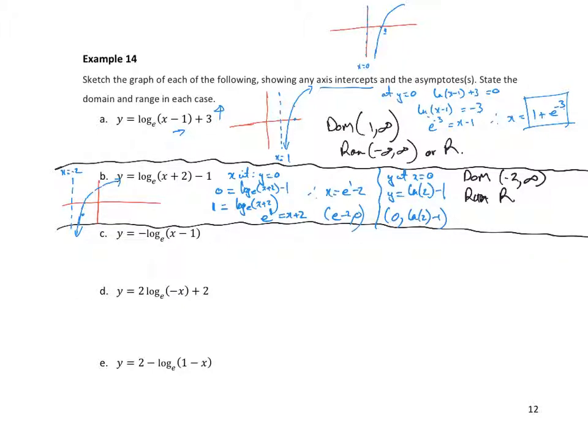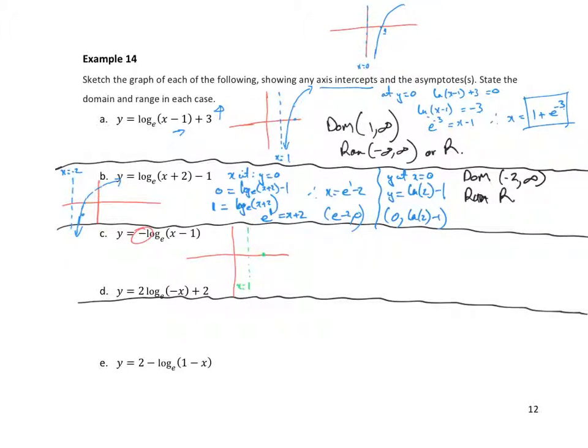Let's keep working along. So what happens with the negative sign? Flips it upside down, doesn't it? So if it's going to flip it upside down, let's move my asymptote. x minus 1 shifts the asymptote across 1 unit. So x is equal to 1, and my y-intercept is now at 2.